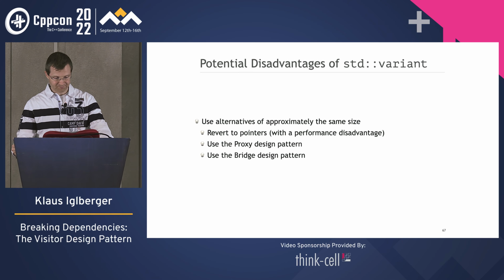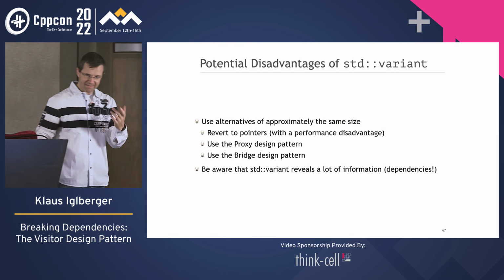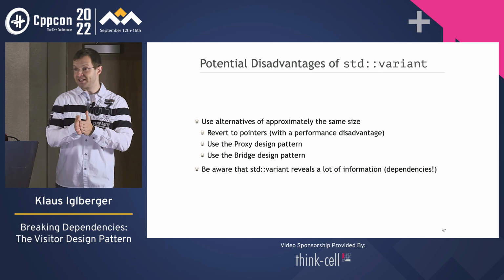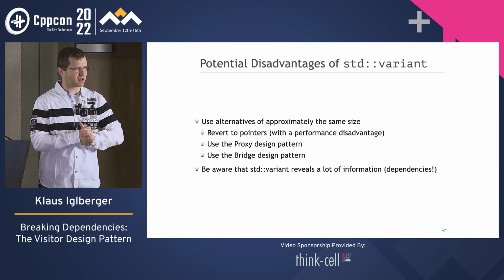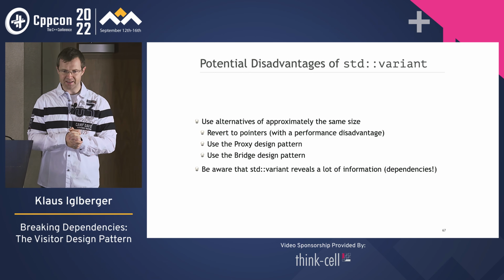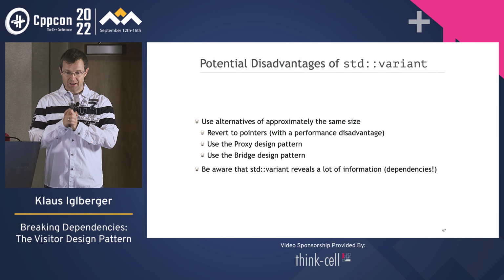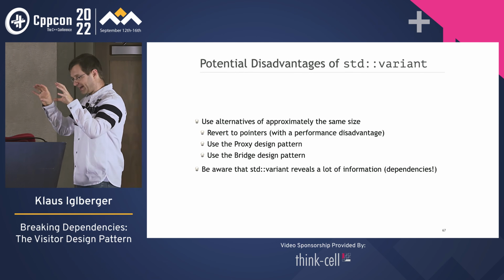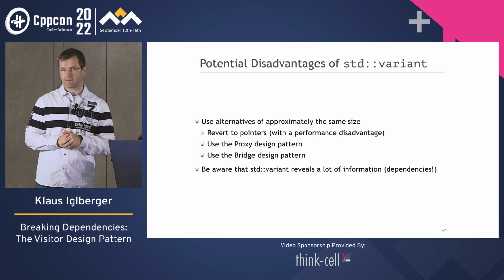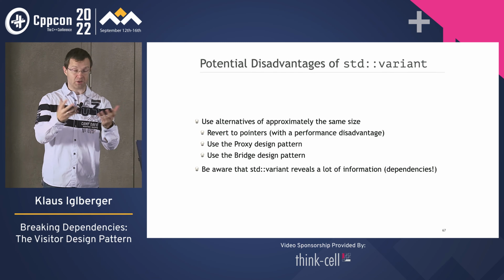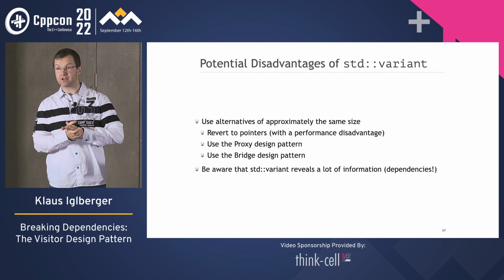Okay, and then dependencies. After all, it's about breaking dependencies, but now, truth be told, a variant can actually reveal a lot of information. And sometimes this is unfortunately pretty hurtful. In my example, in order to have this variant, you need the full definition of a circle and a square. So not just the declaration, not just the forward declaration, for instance. No, you need a full definition.